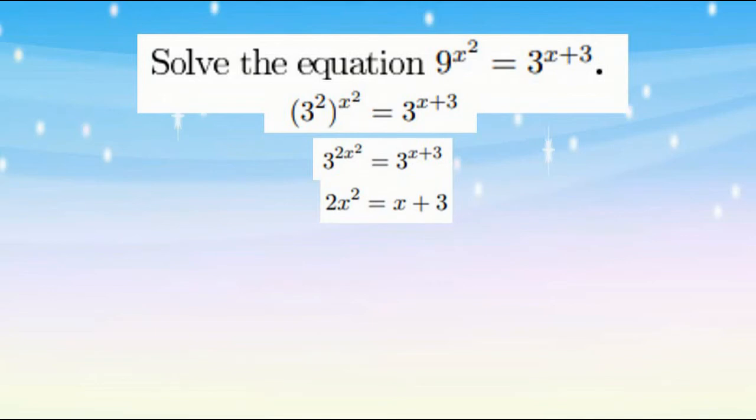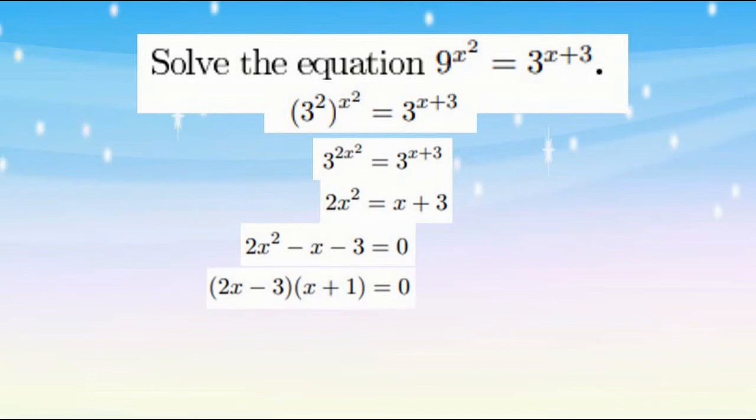Then we are going to transpose x and 3 to the left side. So that becomes 2x squared minus x minus 3 is equal to 0. As you have noticed, this becomes a quadratic equation. We are now going to factor this one. So this becomes 2x minus 3 multiplied by x plus 1, which is equal to 0.